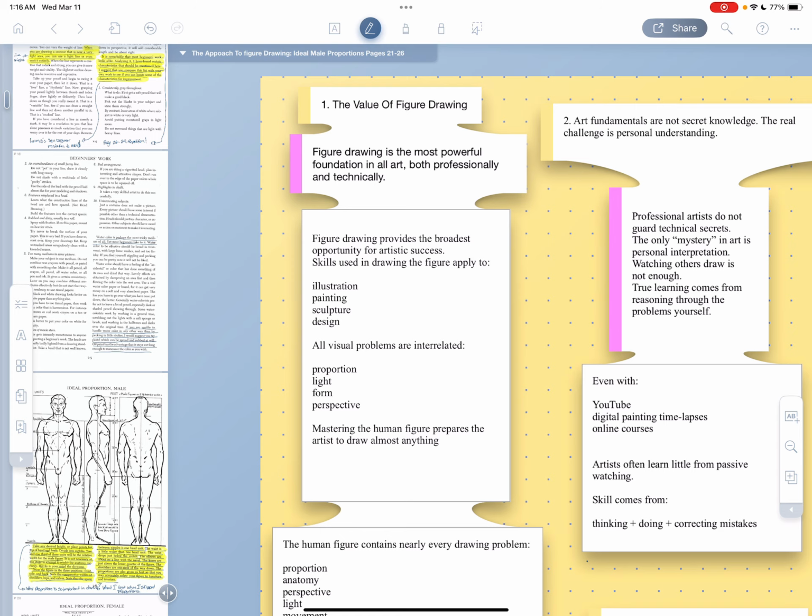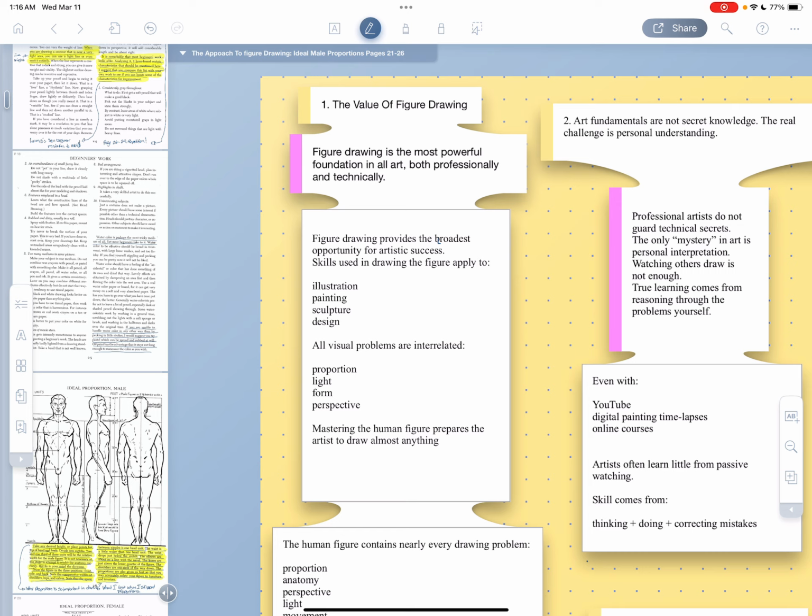All right, so the value of figure drawing. Figure drawing is the most important fundamental in all art. This is a key concept, both professionally and technically. We just went over that. Figure drawing provides the broadest opportunities for artistic success. Skills used in drawing the figure apply to illustration, painting, sculpting, design.